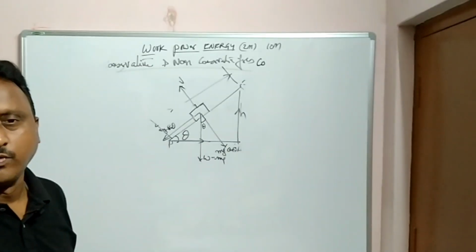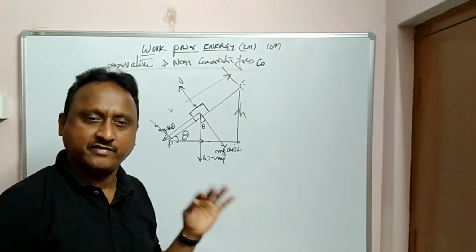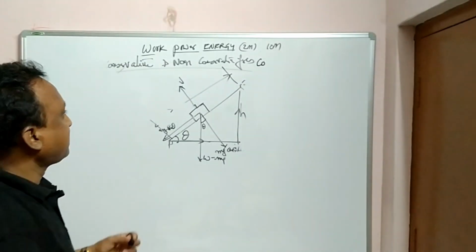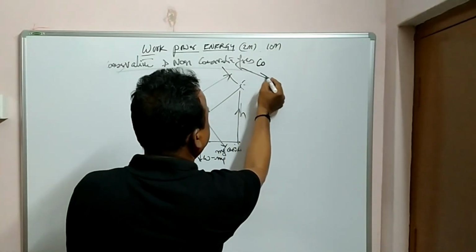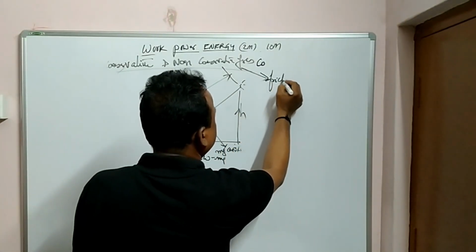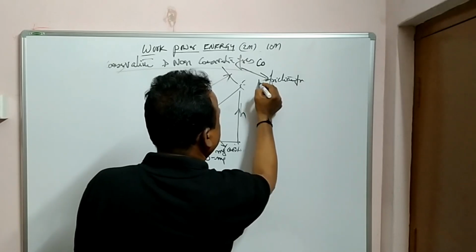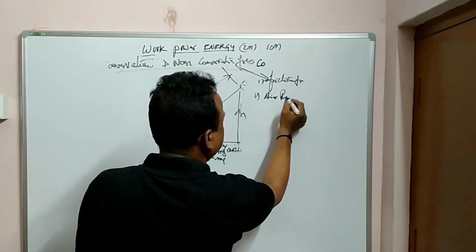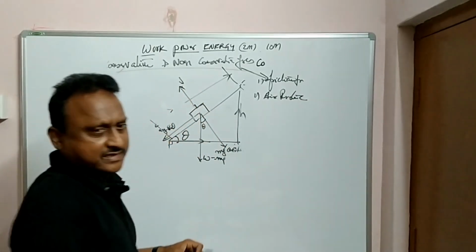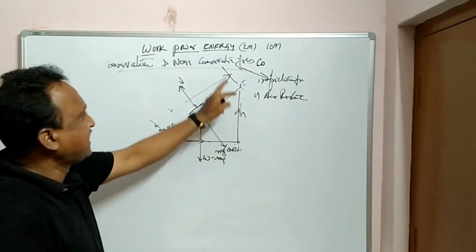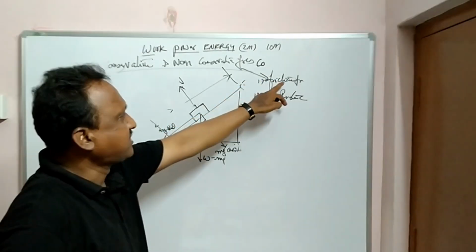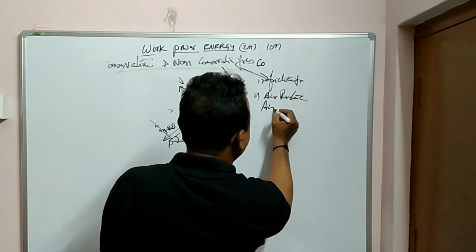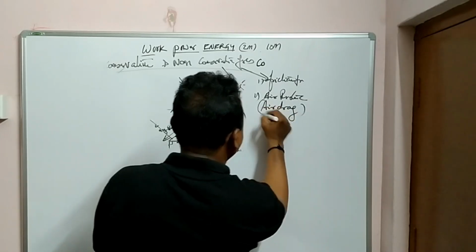Right, we just discussed conservative force, the best example being gravitational force. Now let us see what non-conservative forces are. The best examples of non-conservative force are frictional force, and the second one you can take is air resistance or air drag.